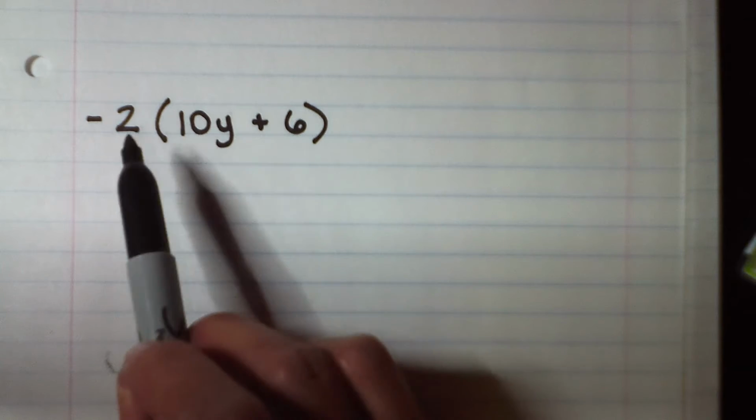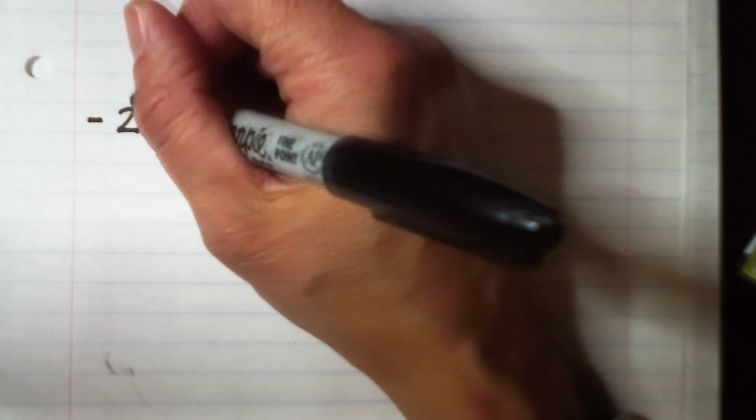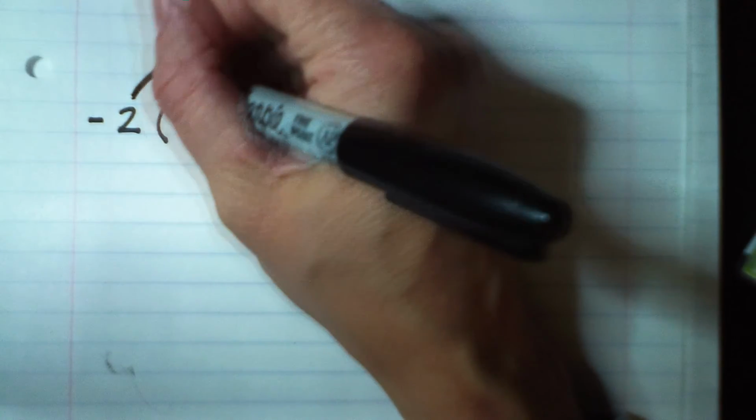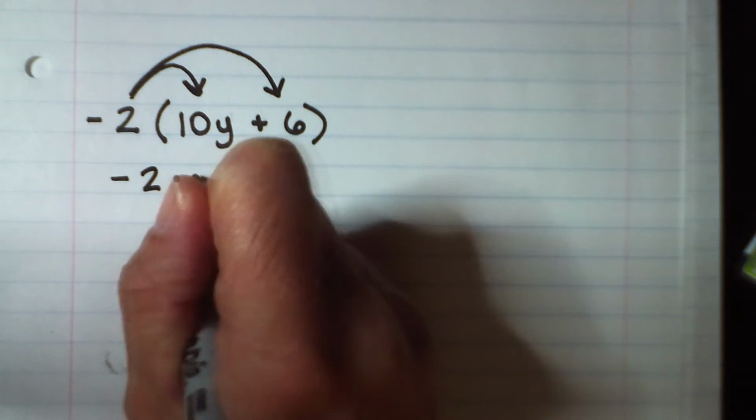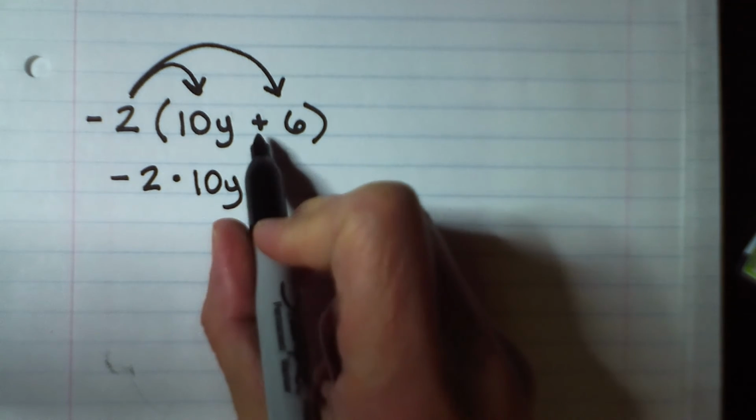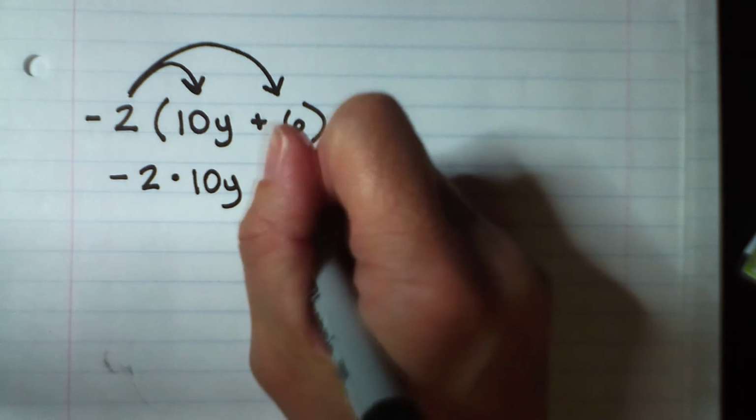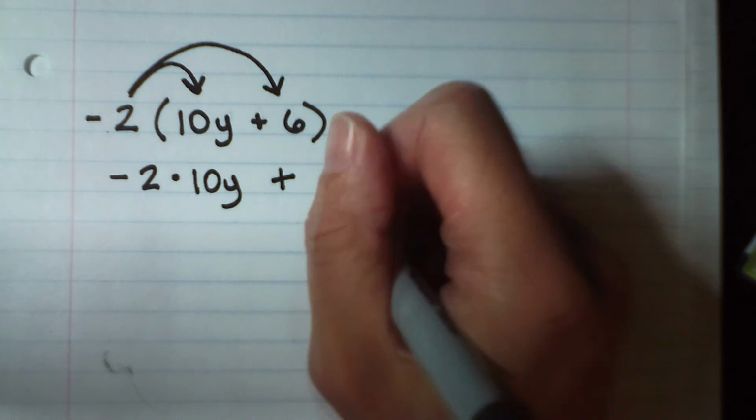And so what I want to make sure I do here is I've got negative 2 times the quantity of 10y plus 6, meaning I want to take everything in the parentheses and multiply it by negative 2. So I'm going to do this little symbol here just to help me remember to multiply everything in the parentheses by the negative 2. So each term in the parentheses. So I'm going to rewrite this as negative 2 times 10y, and I'm adding here, I'm going to add on negative 2 times 6.